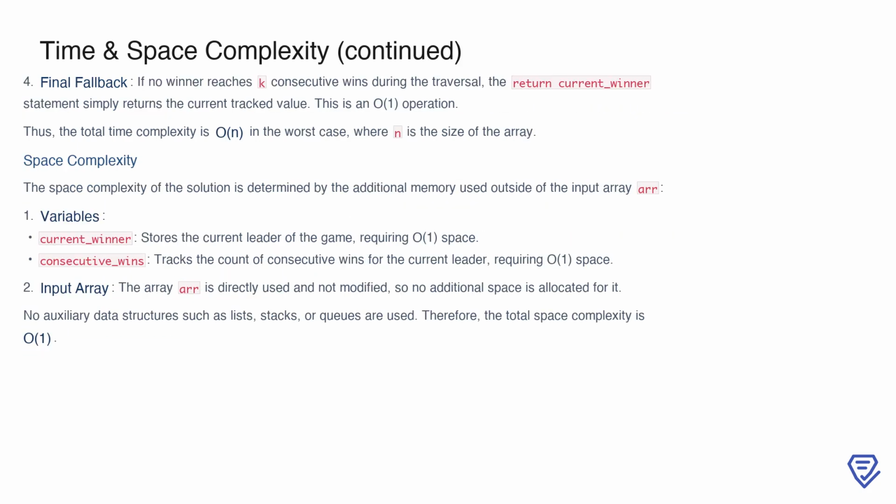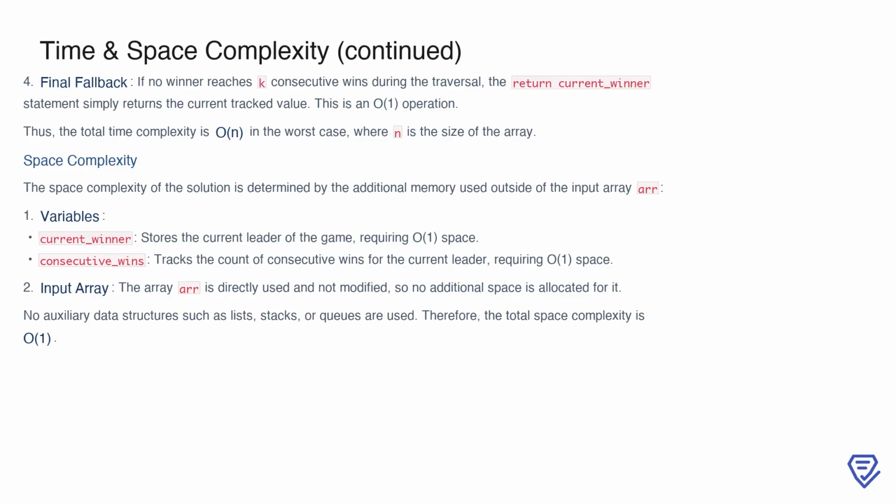After the traversal, there's a final fallback mechanism where the algorithm simply returns current_winner as the result if no element achieves k consecutive wins. This is a single O(1) operation. Combining all these steps, the overall time complexity of the solution is O(n) in the worst case, where n is the length of the input array.